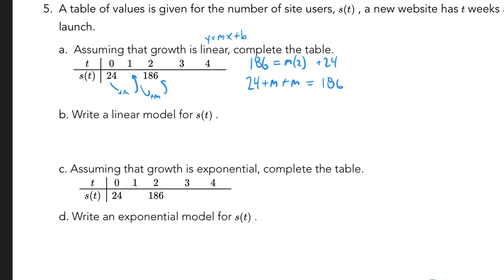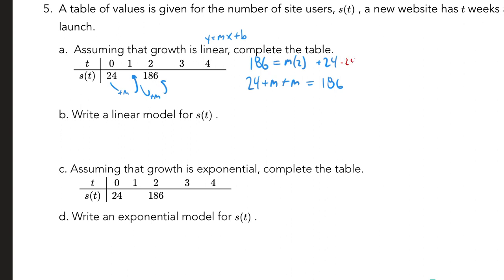So if you notice, these equations are actually the same. 186 equals, of course that's on the other side, 24 switched sides, but it's just the sides of the equations. But m times 2, m plus m, these are the same thing. 2m plus 24, 2m plus 24, the exact same equation. Okay? So I'm just going to go ahead and solve the first one.